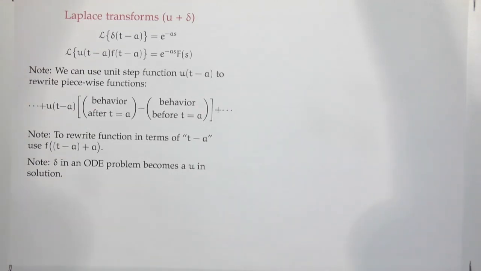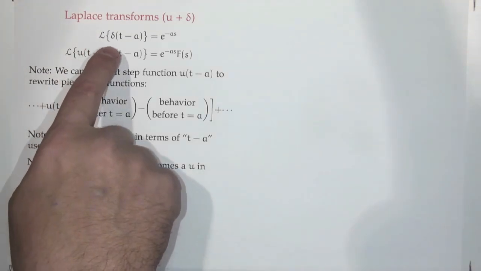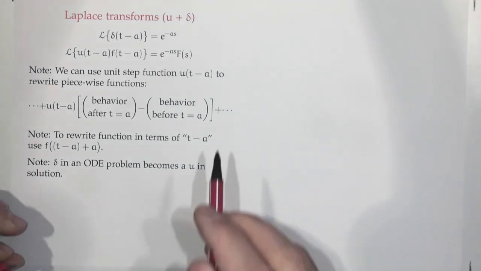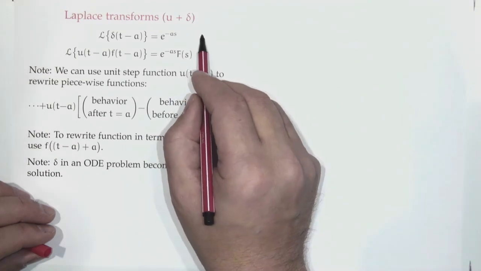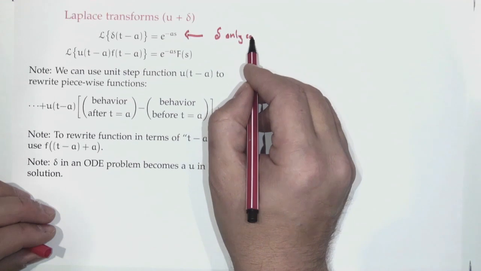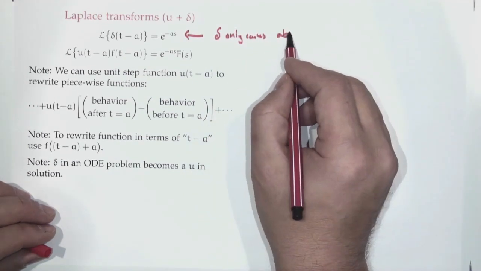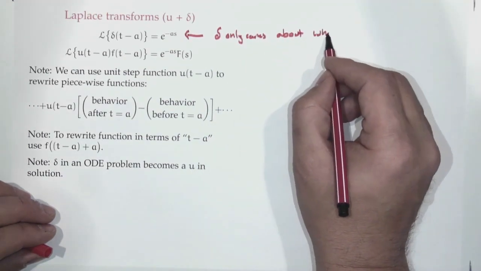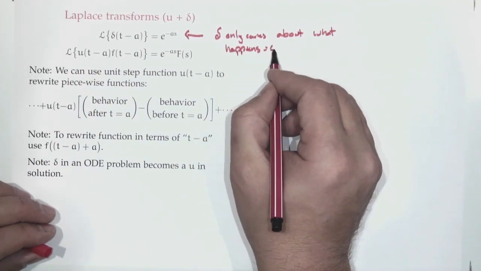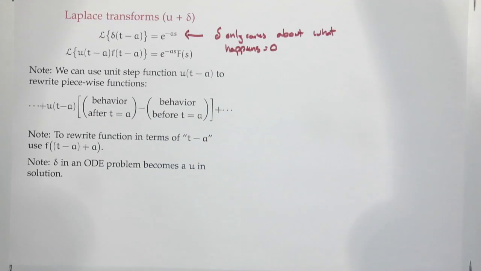And so you say, okay, that's your delta force, your impulse force. So that's what's being captured. And the Laplace transform of the delta function, t minus a, is e to the minus as. Now, we didn't write it down on the formula sheet, but it turns out that this says, look, the delta function only cares about what happens when the input is 0. Okay, so when the input is not 0, the delta function does nothing.